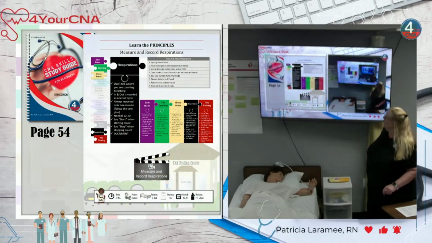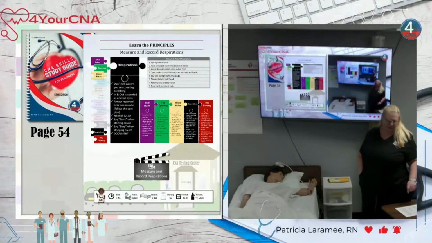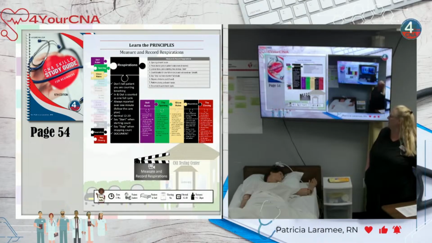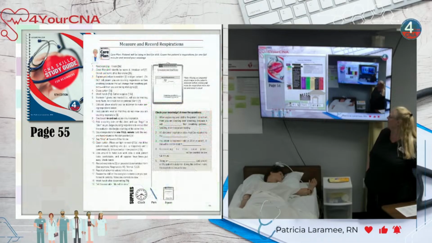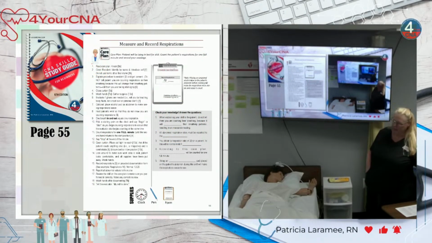All right, so let's learn respirations. This is a quick skill. This takes, I don't know, maybe 5 minutes for me to teach you. Page 54 has all of the principles, nothing to learn here. Page 55 has our care plan, our supplies, and our step-by-step directions.